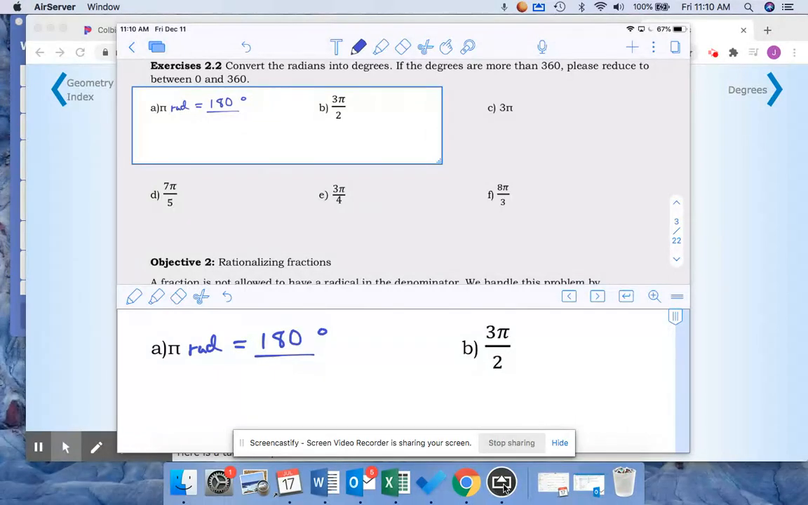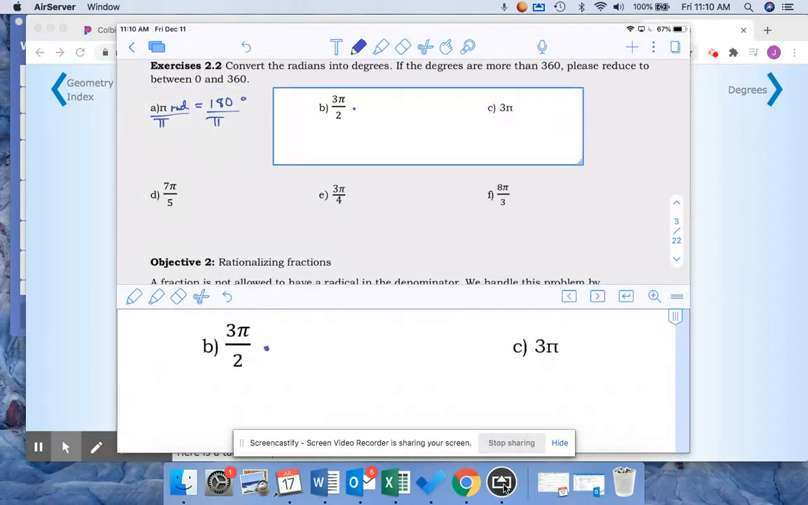In the next problem, we have 3 pi over 2 radians. And so since I want to convert radians to degrees, I kind of want pi to go away this time. And so I'm going to divide by pi, and my conversion factor is going to be the opposite of what we were using before, because we're also going the opposite way, right? We're going from radians to degrees this time. So instead of using pi over 180, I'm going to use 180 over pi. And then the pi's will cancel. No more pi's.